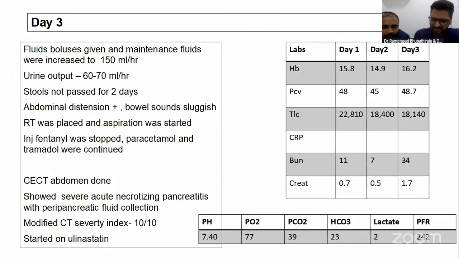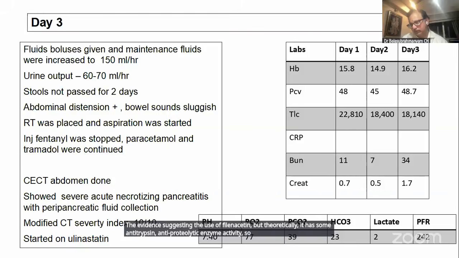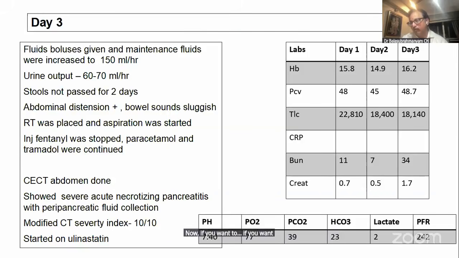Because there's no clear-cut evidence suggesting the use of Ulinastatin, but theoretically it has some anti-trypsin, anti-proteolytic enzyme activity. So if you want to start, what is the timeline where you want to start?